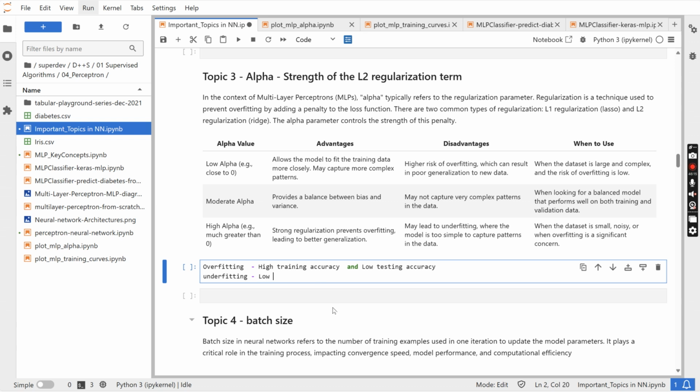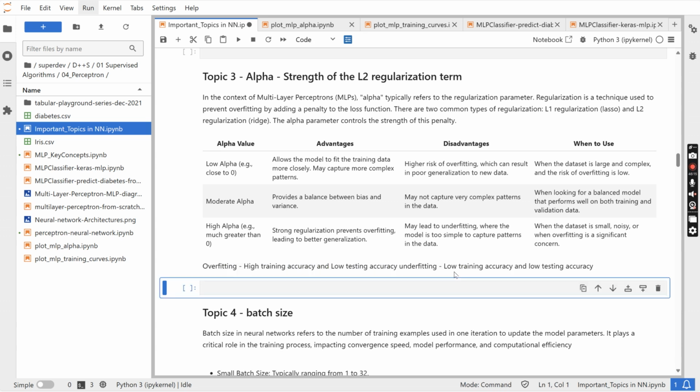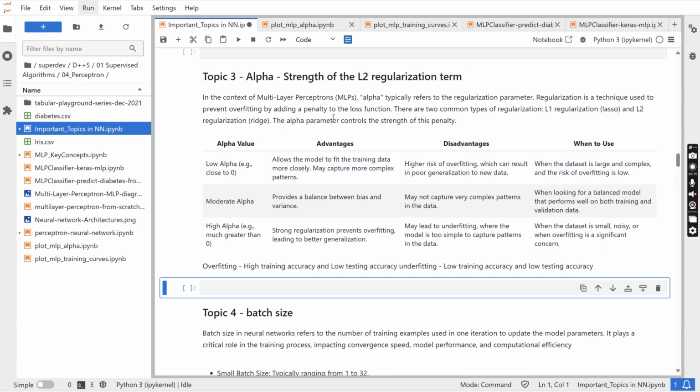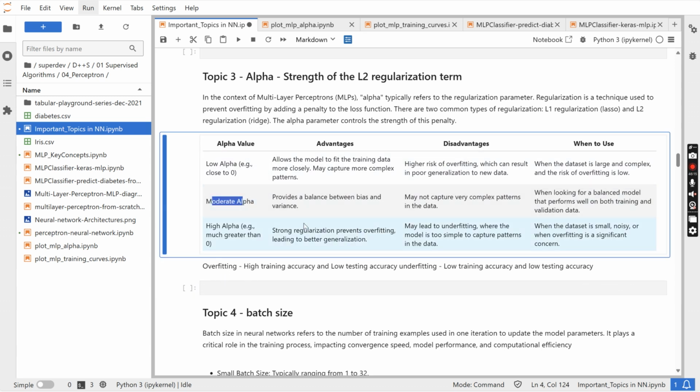Underfitting is, okay, so this is underfitting. Underfitting means it won't learn training data as well as testing data. Sorry, this is testing data. So neither, it won't learn anything. So that's what the condition is. So understood alpha parameter. You have to keep it somewhere moderate to get the best of both worlds.